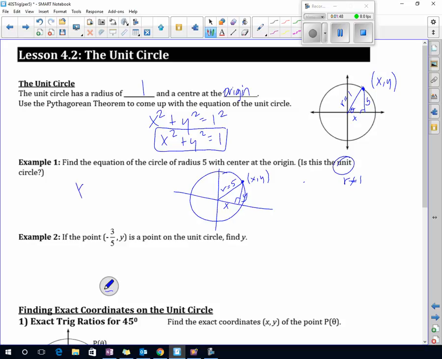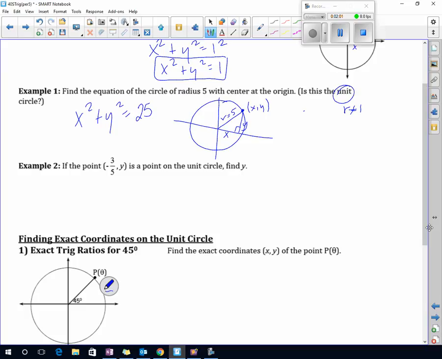The next question says, if negative 3/5, comma, y is on the unit circle, find y. Again, somewhere you learned, if a point is on an equation, then you should be able to substitute it in and solve whatever unknown value it is. So what we're going to do here is sub into our unit circle equation. So, (negative 3/5) squared plus y squared equals 1.